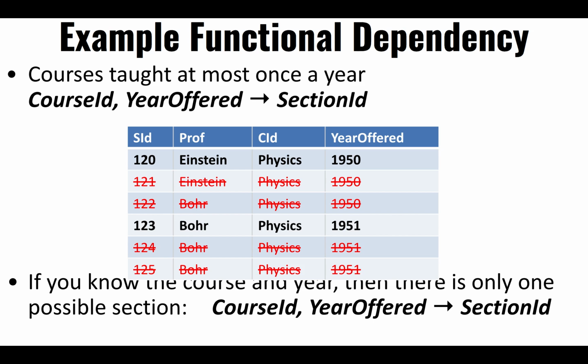If now you add another rule, course ID and year offered is the same section, now data that was perfectly fine is breaking the rule. Again, we can't infer it from the data that if you know the course and the year, then there's only one possible section that is being taught.